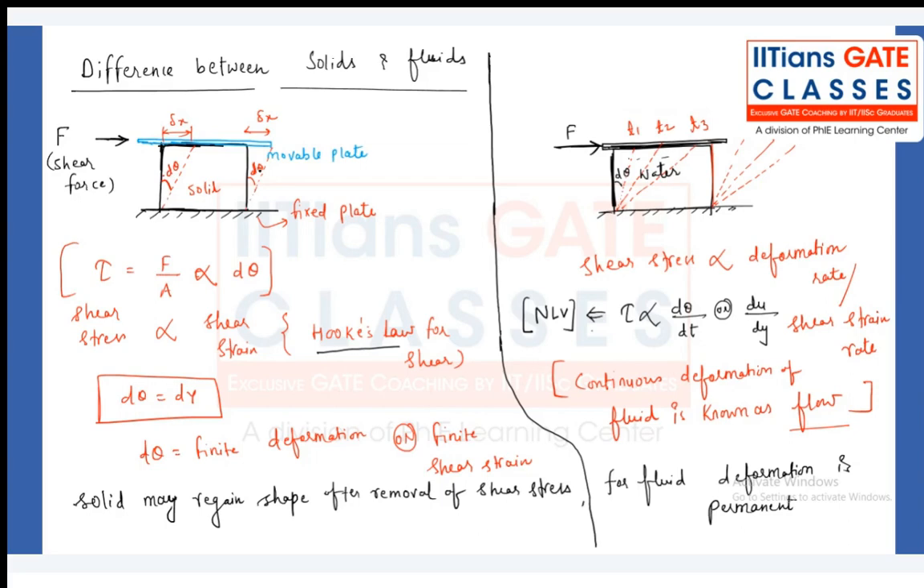A solid block rests on a fixed plate, and on top of that there is a movable plate. I am moving this movable plate with the force F. This is because of the shear force which we are applying on the movable plate, over an area, let's say, A.